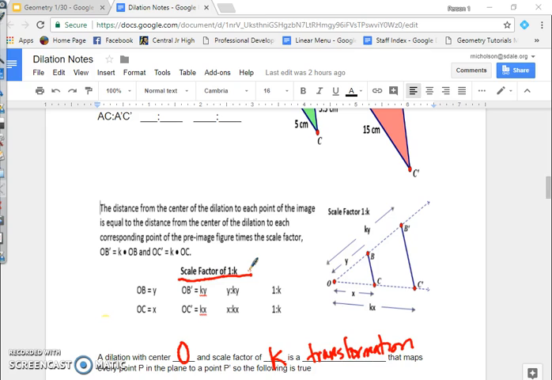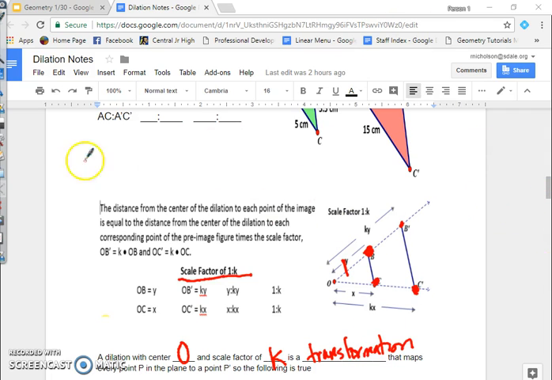a dilation with center O and scale factor of K is a transformation that maps every point P in the plane to point P prime. Okay, so if you had any point hanging around here, B, right? Well, we multiplied this distance by K and got B prime. We had this point C, and it was X away. We multiplied X by K and got C prime. So whatever distance you are away, multiply that by your scale factor and you'll get your dilation.